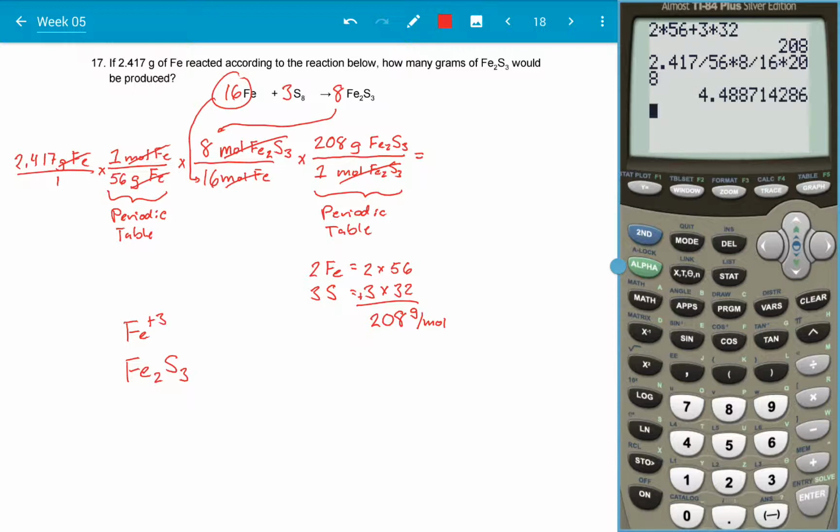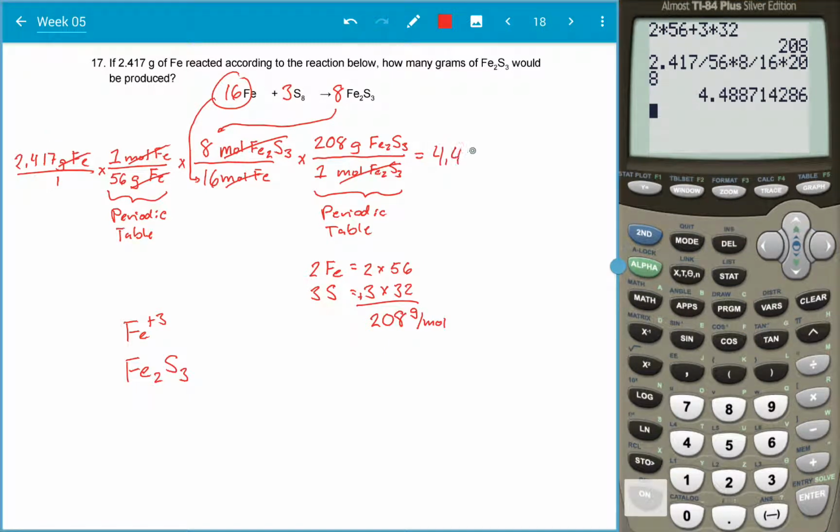So, in this problem, I end up with 4.488714286. Since I start off with 3 significant figures, I'm going to round this to just 4.489 grams of iron 3 sulfide.